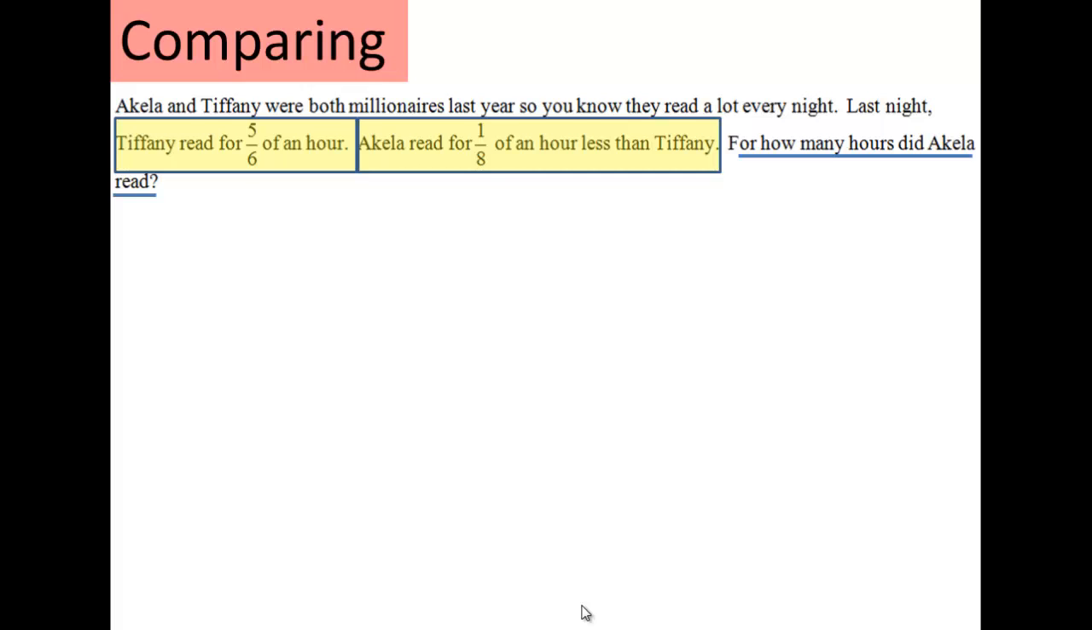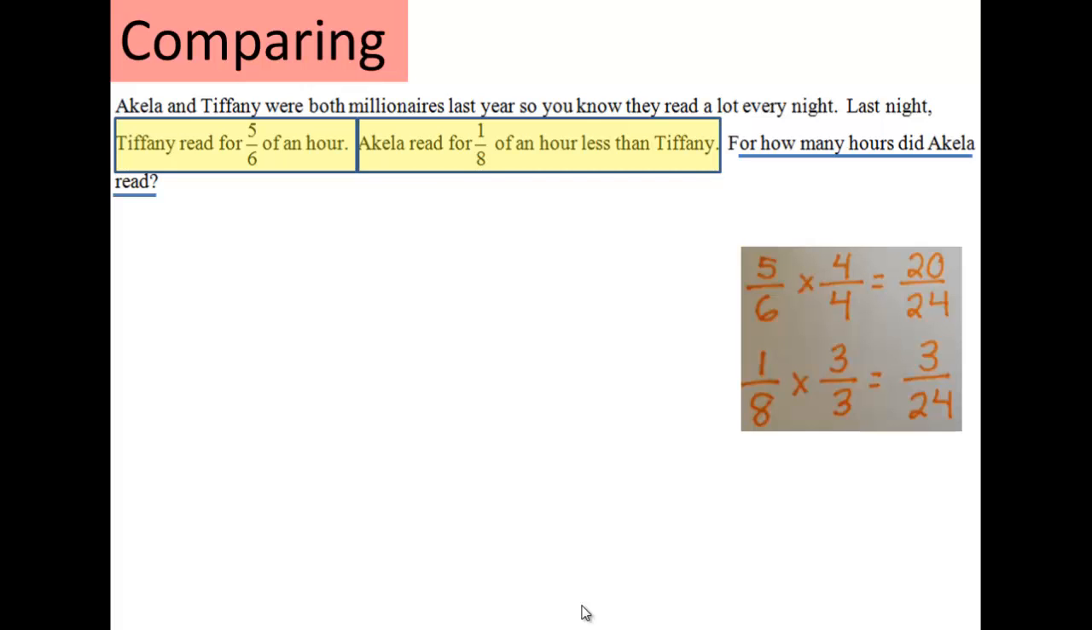Okay, if you're back, check this. 5/6, 1/8. I made them both speak 24ths. So I got it equal to 20 over 24 and 3 over 24. You could have done 48ths as well. Your answer is going to end up being the same. So now I use these equivalent fractions in my bar.